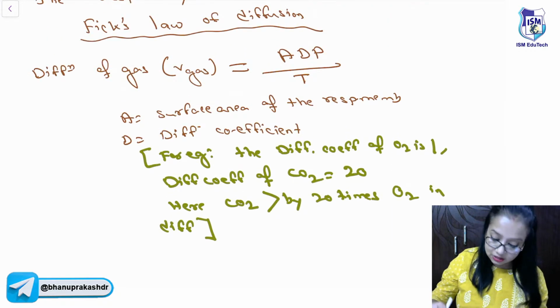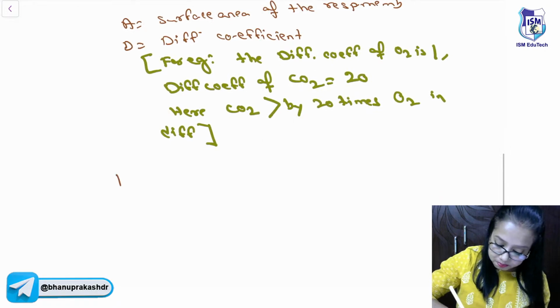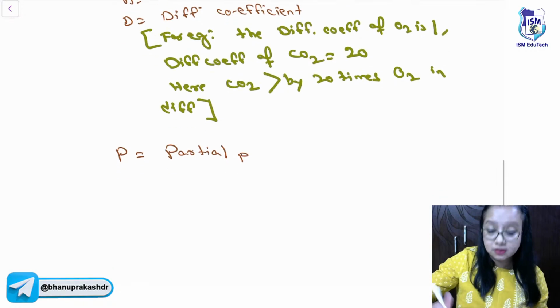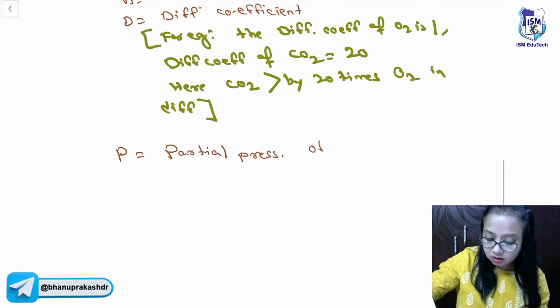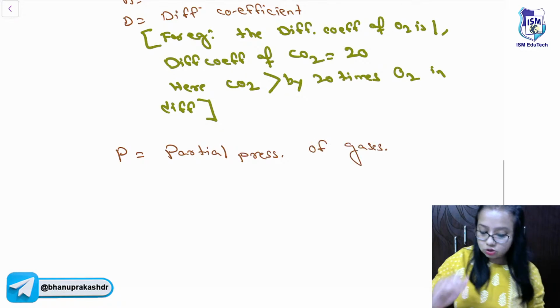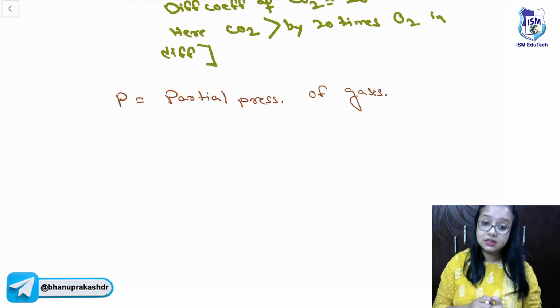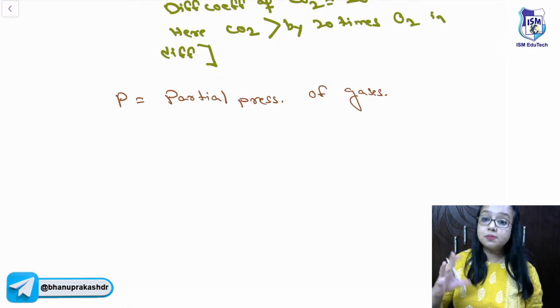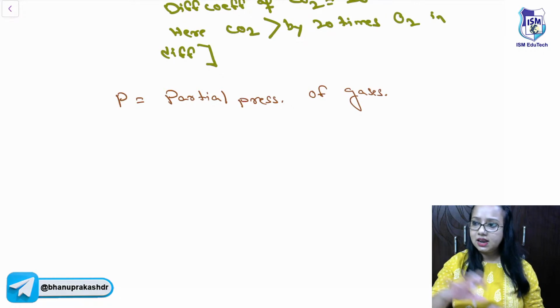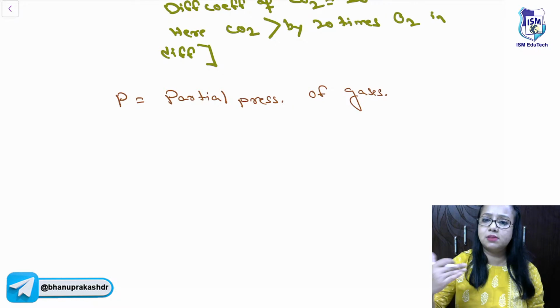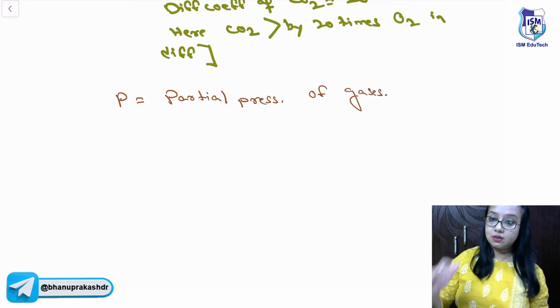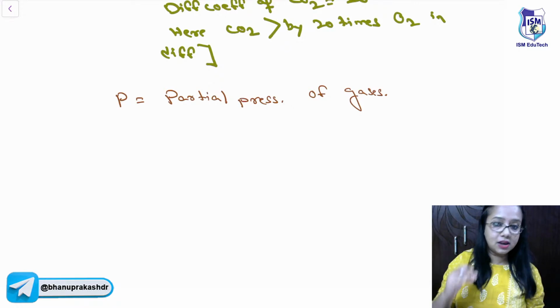Another one, that P, as we see here. So P is the partial pressure of gases. Let's talk about it. Now, partial pressure of gases. The atmosphere is a mixture of gases. It has nitrogen, oxygen, carbon dioxide, monoxide, and also miscellaneous gases like H2S, ammonia, but in very small quantity. The maximum amount of gas in the atmosphere is nitrogen. Then we have oxygen also.